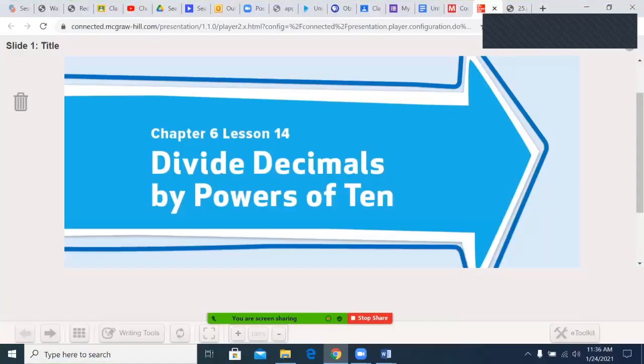Today's episode, Chapter 6, Lesson 14, Divide Decimals by Powers of 10. Please have the packet for Chapter 6, Lesson 14 available. It begins on page 461. If you do not have the packet available to you, you may use paper and pencil as a way to have tools available for reference when you do the assignment.